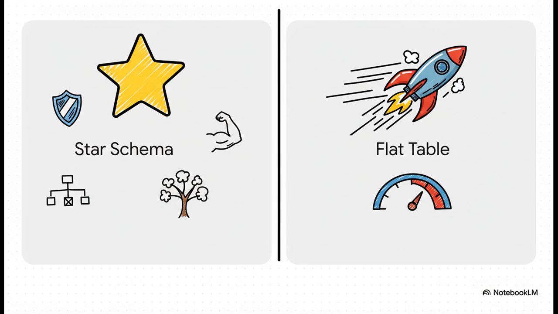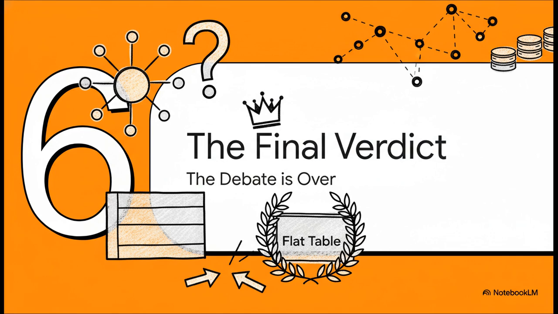But you should absolutely consider a flat table when you need pure, unadulterated speed, especially in a Spark or NewSQL environment where you're just scanning tons of data and you're willing to pay more for storage to get that performance boost. So, after all of that, what's the ultimate conclusion? Who's the undisputed winner in this great data debate? Star schema versus flat table.